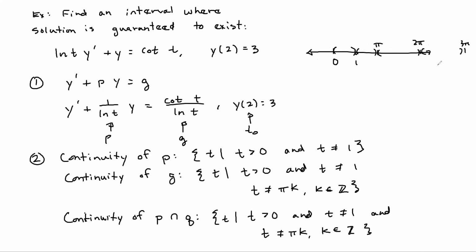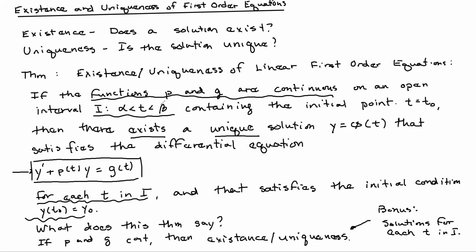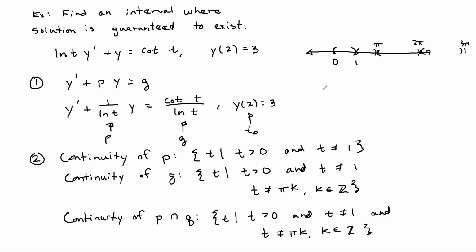Okay, and then finally, the last thing that we do is we want to know which of these intervals contains the initial point, because that's part of the theorem. The theorem says we need to have continuity on an interval that contains the initial point. So that's an additional requirement.